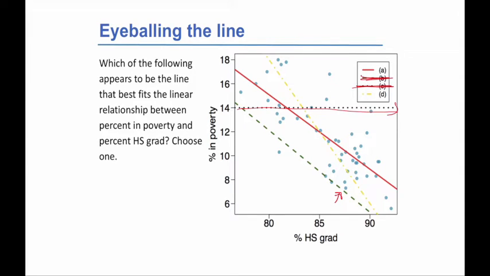Between A and D, they both kind of go through the middle, but the yellow line, D, seems to overestimate things up here and underestimate things down here. So A is going to be our best answer choice. All right, it goes approximately through the data. At all points on the line, it's got about as many points above the line as below the line.